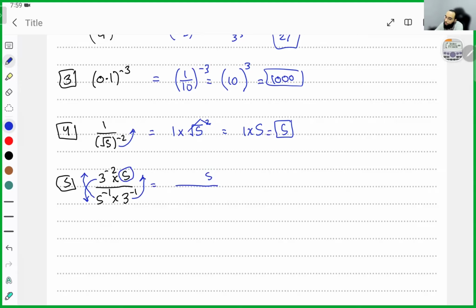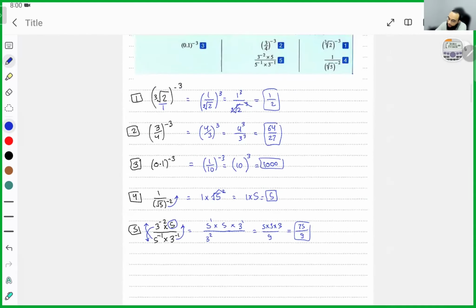What will happen for 3 power of negative 2? The 5 power of negative 1 will be placed there. Okay, 5 power of 1 only without the negative. And 3 power of 2 only without the negative. And there is 3 power of negative 1. I'll write it beside the 5 here as 3 power of 1. Correct? Yes. Then it's 5 times 5 times 3, which is 25 times 3. Actually, it's 75. And down is 9. 75 over 9. Any problem? No. Check the calculator.